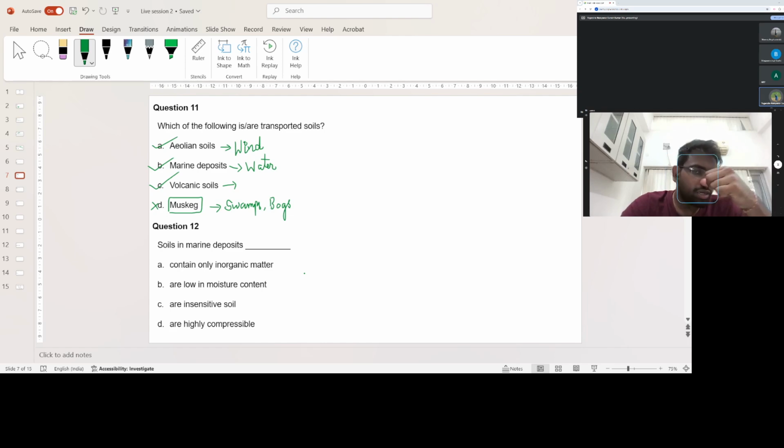also very predominant. And if you take, for example, dredging that is being carried out, those dredged materials are marine deposits and they contain predominantly organic matters. So this option is not the correct option. It does not characterize marine deposits; it is not a property of marine deposits.